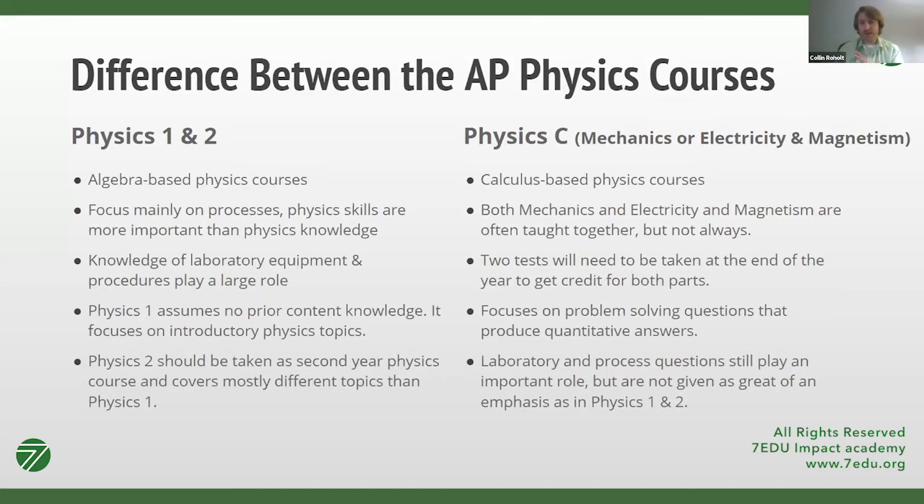Physics 1 is a first-year course. Physics 2 is kind of the second-year counterpart of Physics 1. Physics 1 assumes no prior knowledge. Physics 2 kind of picks up where 1 leaves off, and it covers completely different content, but in a similar style.